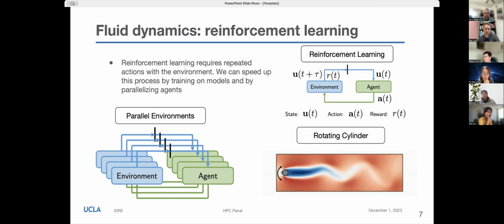And so those are the three things I wanted to talk about, just the expense of high resolution simulations, how we can build low dimensional models, and then ways that we can apply reinforcement learning. And with that, I'll pass it on to the next person. Thanks.